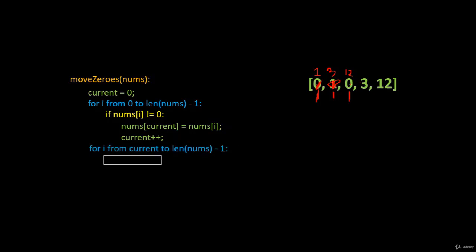For that, we have another loop here for i from current to len(nums) minus 1. Okay, then nums[i] equals 0. So it will replace this element with 0, and also it will replace this element with 0. Alright, at the end, we have this modified array, and that is our answer, right? This is our solution to this problem.